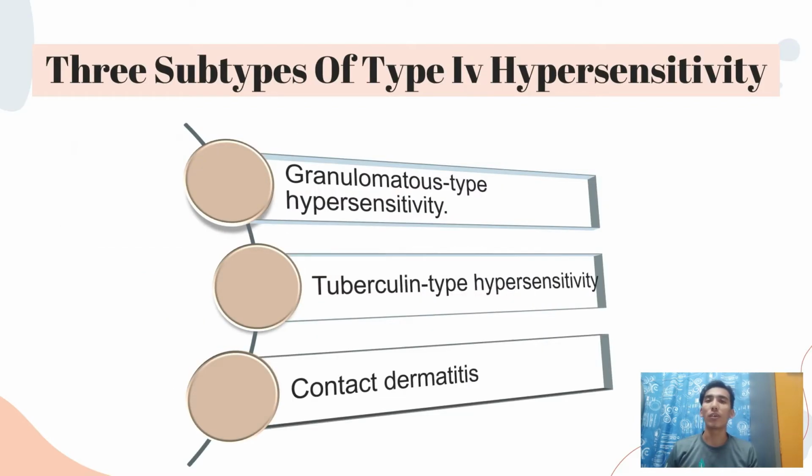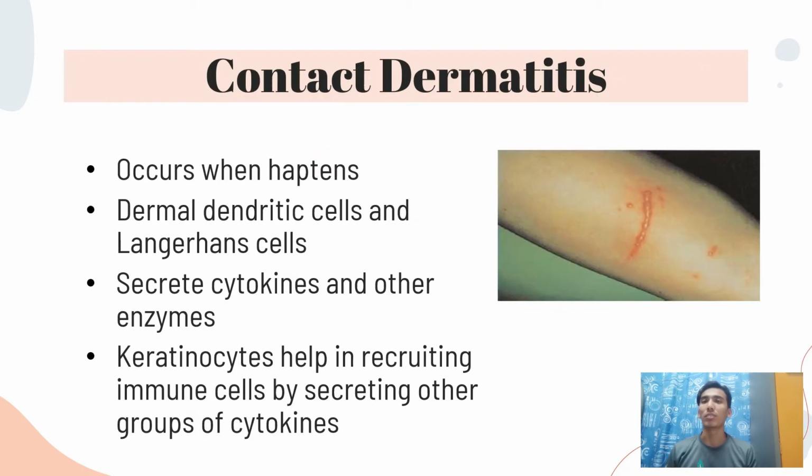Type 4 has 3 subtypes. The first is granulomatous, tuberculin and contact dermatitis. Contact dermatitis is contact hypersensitivity dermatitis, which occurs when haptens, which are considered exogenous antigens, penetrate the skin in proximity to epidermal and dermal cells, resulting in an inflammatory reaction.